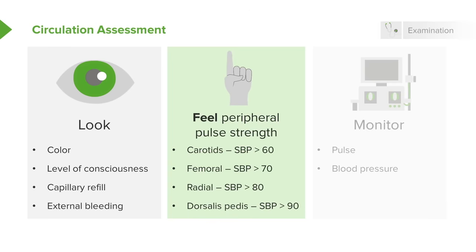Moving farther proximally, radial pulses indicate a systolic of at least 80. Femorals can indicate a systolic of at least 70. And you don't lose your carotid pulse until your systolic goes below 60. So really, getting a feel for which pulses are present and which pulses are absent can give you a pretty accurate sense of what your patient's blood pressure is and whether or not their perfusion is adequate.